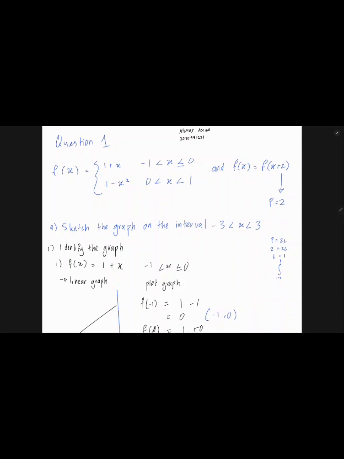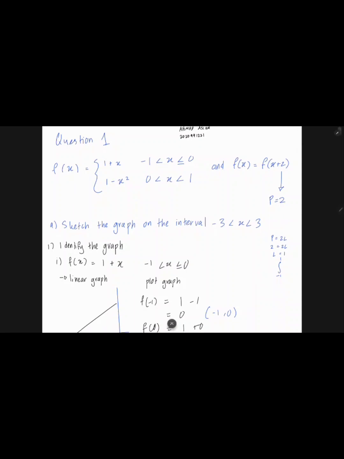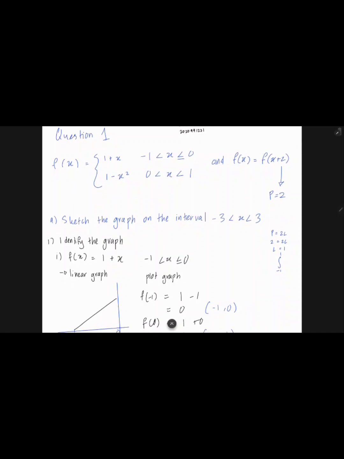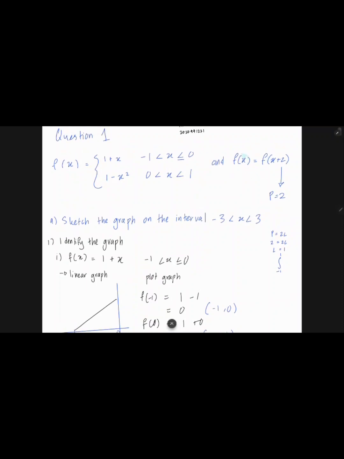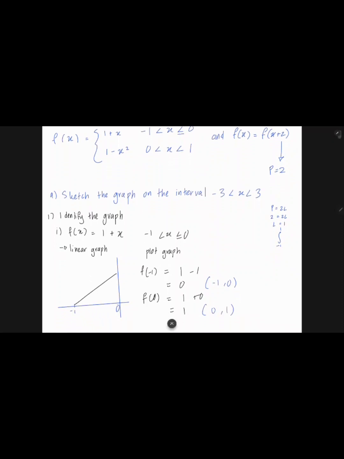Today I will present how to solve question 1 for the assignment. Right, let's go. For this assignment, we have this equation, f(x) equal to f(x + 2). For this equation, the P is equal to 2. Alright, now let's go for the first question.